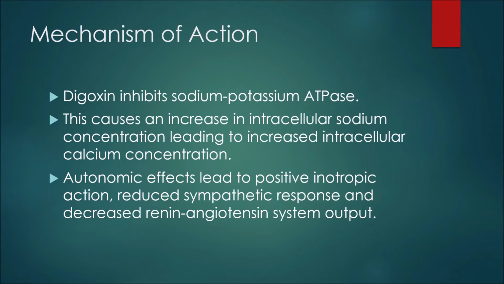So the first thing to discuss here will be the mechanism of action, or how this medication works. So Digoxin inhibits sodium-potassium ATPase. This causes an increase in the intracellular sodium concentration, leading to an increased intracellular calcium concentration. Autonomic effects lead to positive inotropic action, reduced sympathetic response, and decreased renin-angiotensin system output.